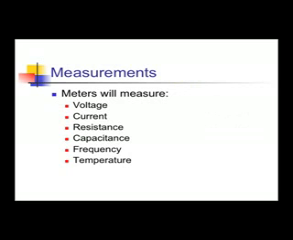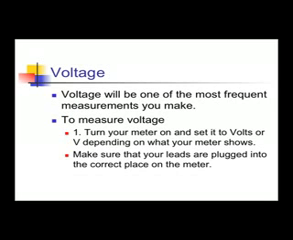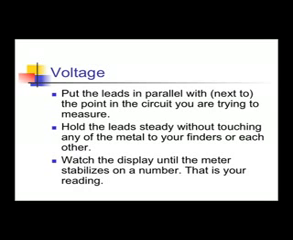The current, or the amperage, you measure in an open circuit will be 0. In a closed circuit, the amperage you measure will change based on where you take the readings. Meters will measure voltage, current, resistance, capacitance, frequency, and temperature. Voltage is the most frequent measurement we make.